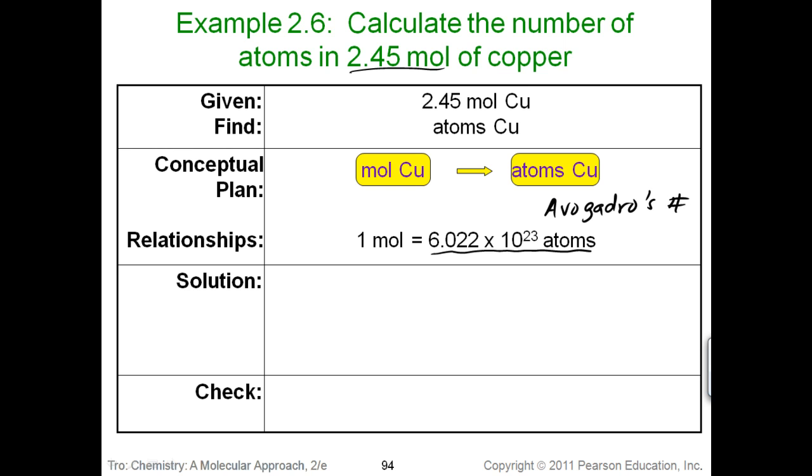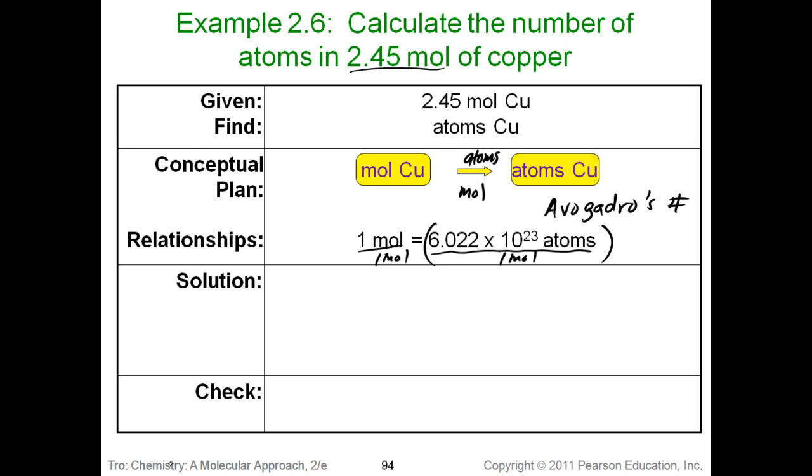So this is just like the math we did in chapter 1. This is an equality. From this equality, you make a conversion factor. Now we're trying to go from moles to atoms, so we know that in our conversion factor, we're going to need moles in the denominator and atoms in the numerator. So that tells us that we will divide both sides of our equality here by 1 mole. And that will be our conversion factor.